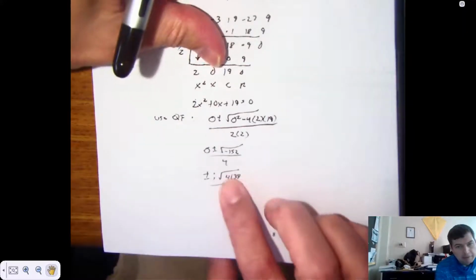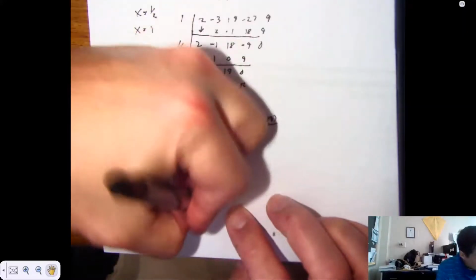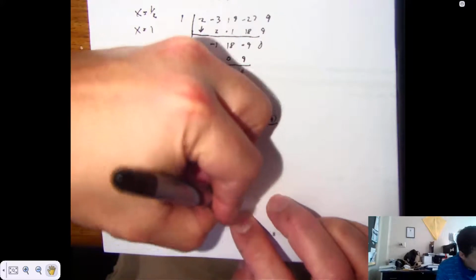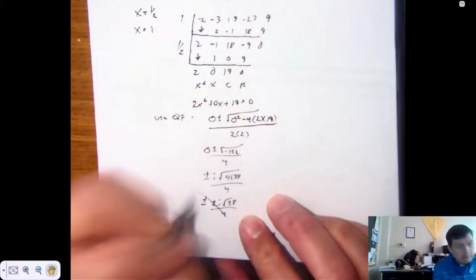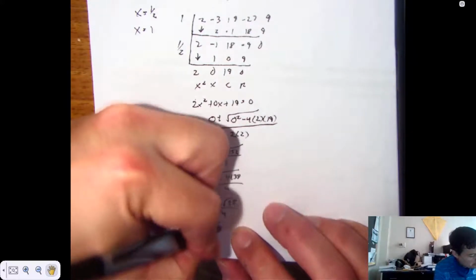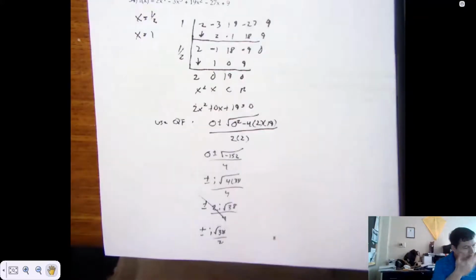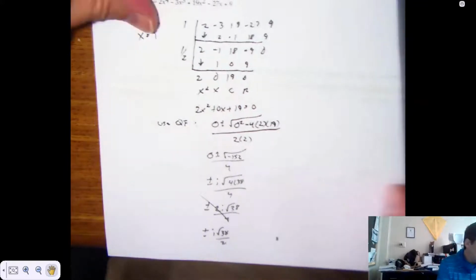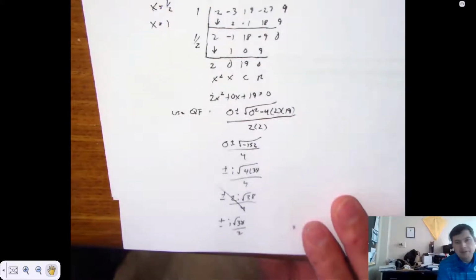And I can evaluate the root of this 4. Plus or minus twice i root 38 over 4. And I can just cancel it out a little bit. So plus or minus i root 38 over 2. Now, that's all the zeros.